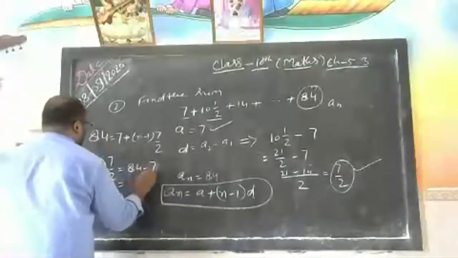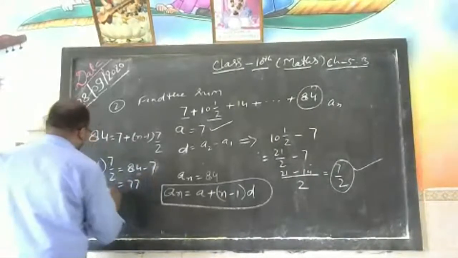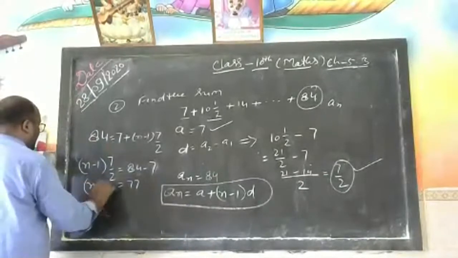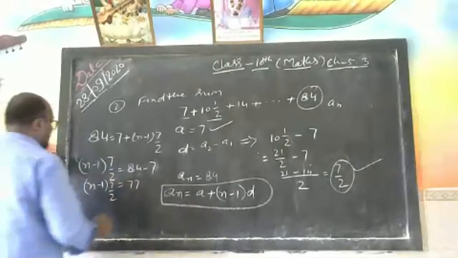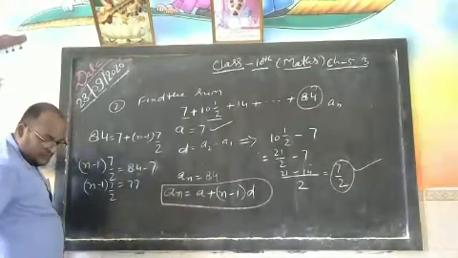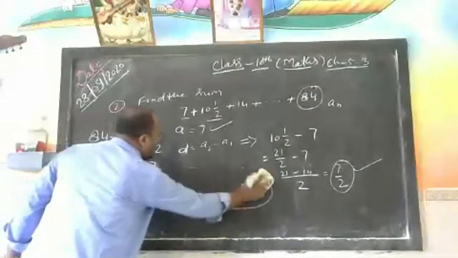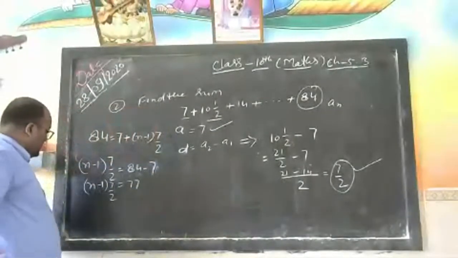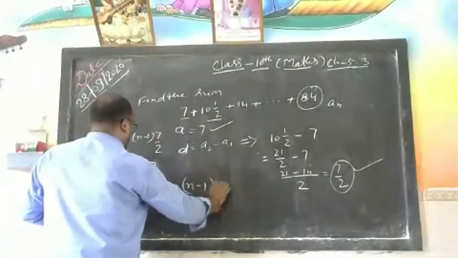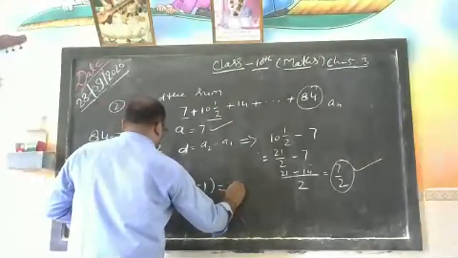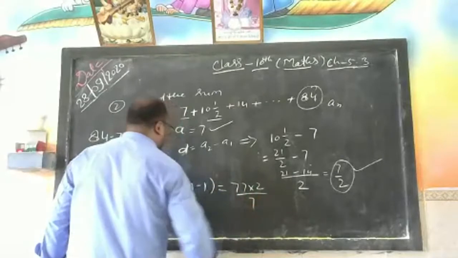So n minus 1 into 7 by 2 is equal to 77. Now this implies that n minus 1 is equal to 77 multiplied by 2 upon 7.